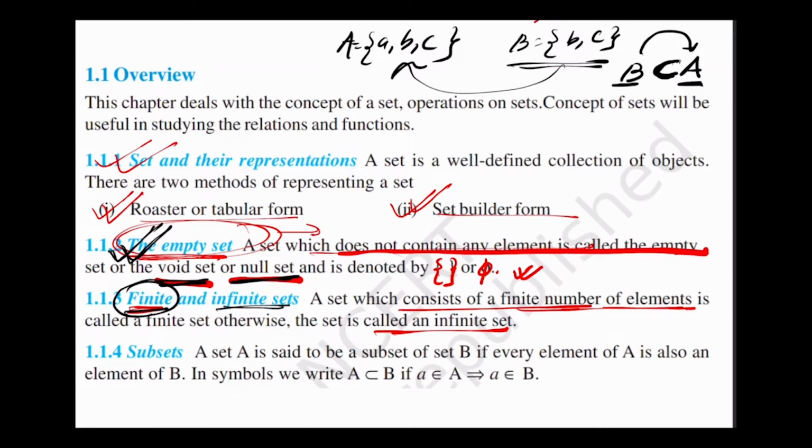Subset, what we define it as: if each and every element of any set is present in another set, then that set is said to be a subset of A. Clear? Done. So till here, any doubt, put it on the comment section.